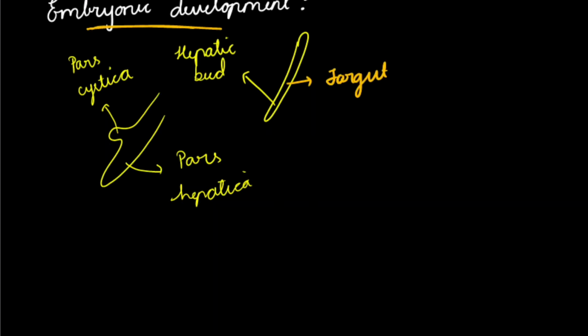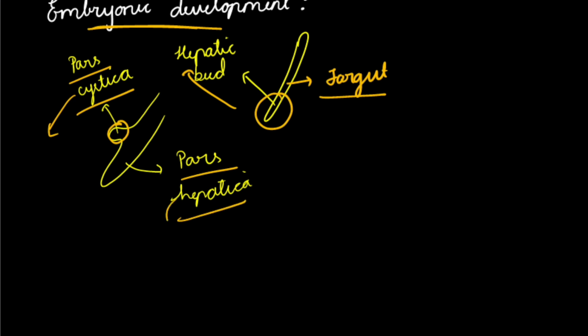And embryonic development. Here in case of foregut, caudally we will be having the hepatic bud, and this hepatic bud gives rise to a small cyst on the right side, that is pars cystica. So this pars cystica develops into gallbladder, and the main part is pars hepatica, which develops into liver. So this is all regarding the extrahepatic biliary apparatus.